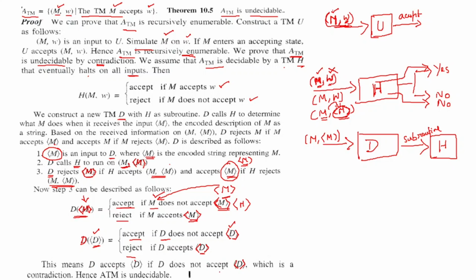Now, using this contradiction we can prove that ATM is undecidable. By using the concept of contradiction, we prove that the language ATM is undecidable. And the Turing machine U that we have used here is used to simulate another Turing machine M, right? So we call such a Turing machine a universal Turing machine. A Turing machine that simulates another Turing machine is called a universal Turing machine.